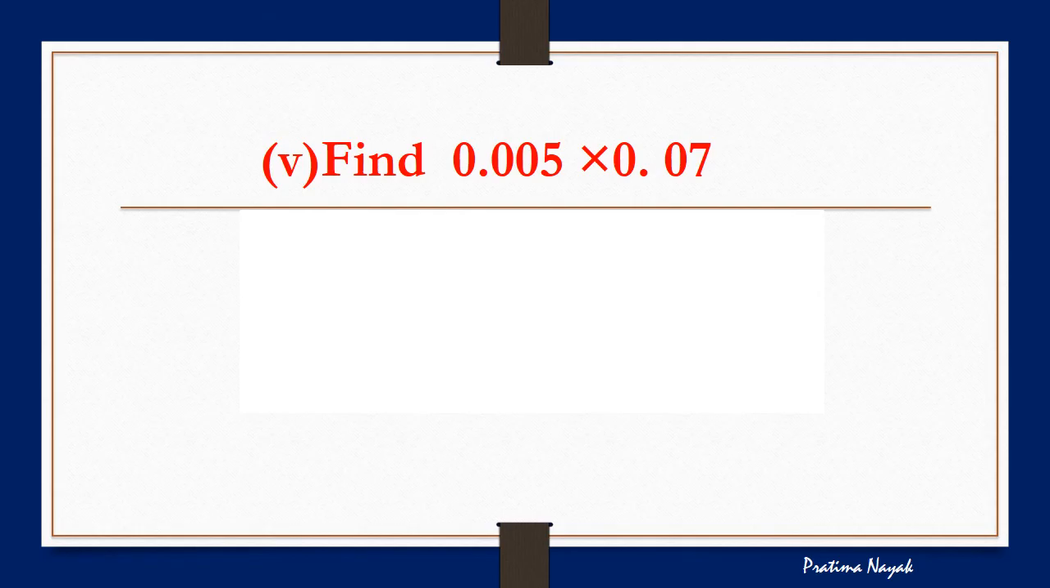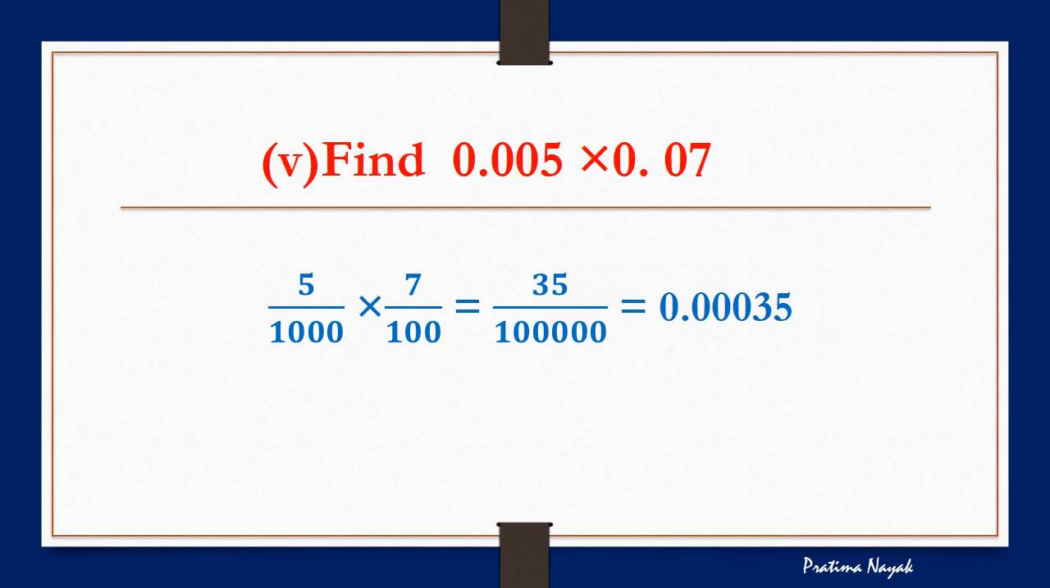Find the product of 0.005 multiplies 0.07. It will be 5 by 1000 multiplies 7 by 100. So it will be 35 by 1 lakh. So how many places will be left after the decimal? 0.00035. 5 places you have to leave. So there will be 3 more zeros to the left of 35.